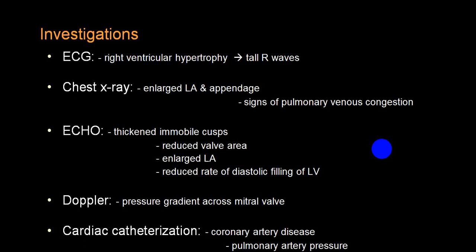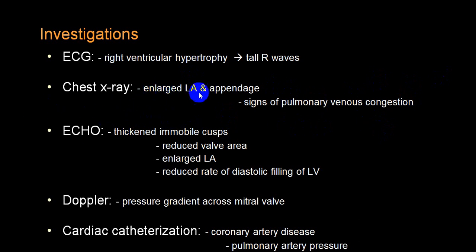In case of severe type mitral stenosis, you will see mainly P mitral. You may not have a good amount of RVH because the right ventricle doesn't get a chance to compensate. Before that, the person develops pulmonary hypertension. In a chest X-ray, mainly you get an enlarged LA and signs of pulmonary venous congestion.